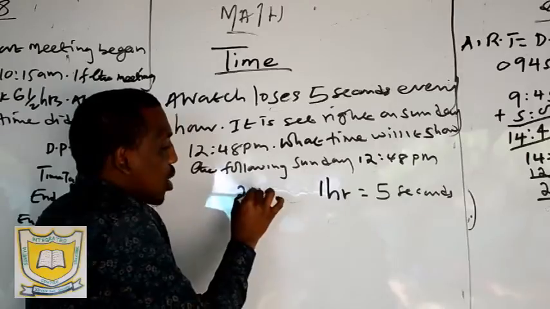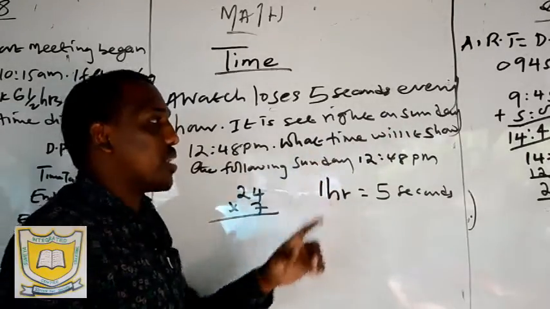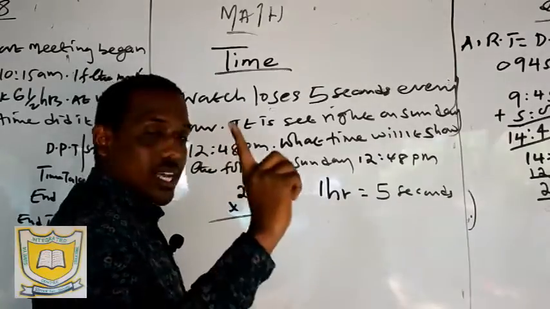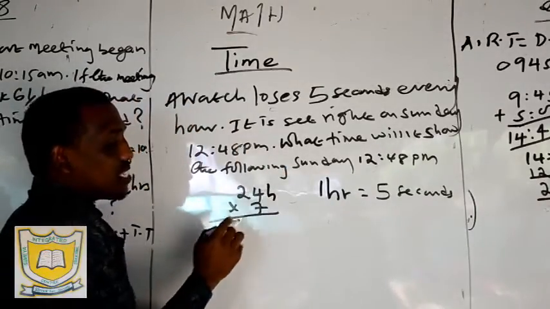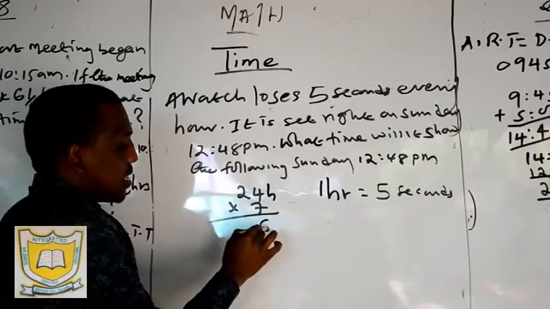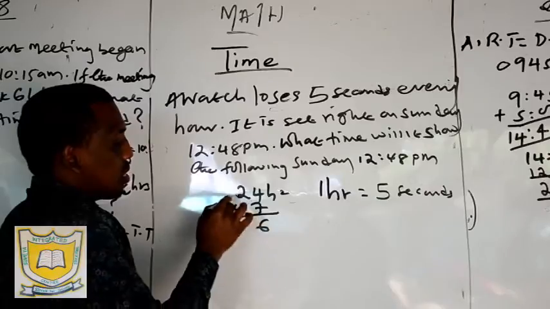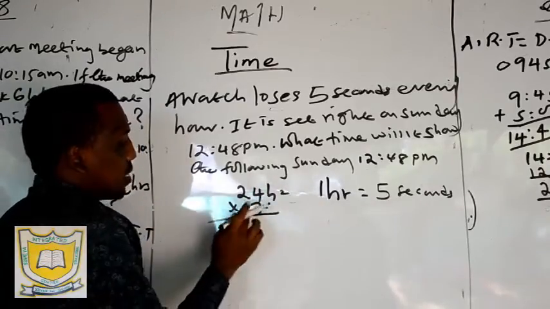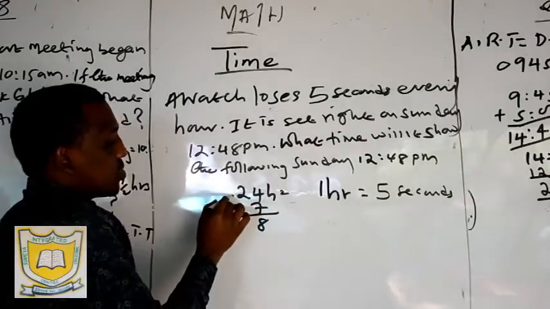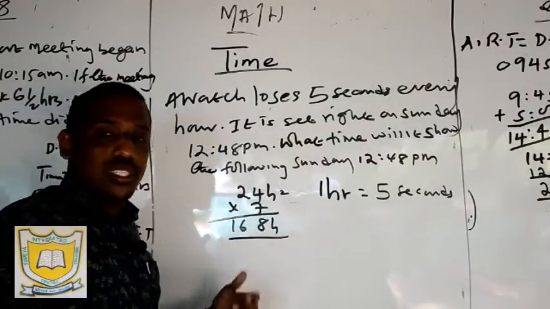So 24 times 7 days. Because Sunday to Sunday, those are 7 days, and a day has got 24 hours. How many hours are here now? A day has got 24 hours times 7 days. That is 28, carry 2, that is 14, 16, 168 hours. So 7 days has got 168 hours.